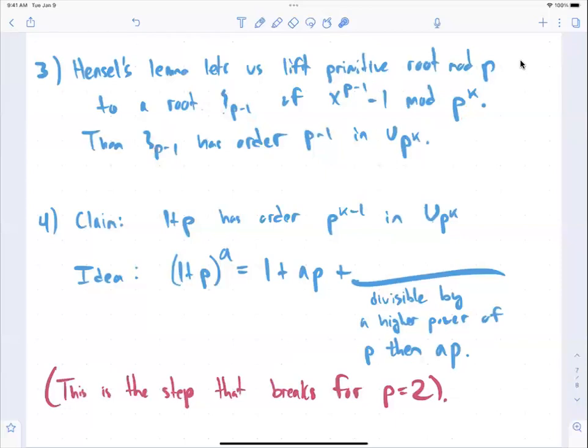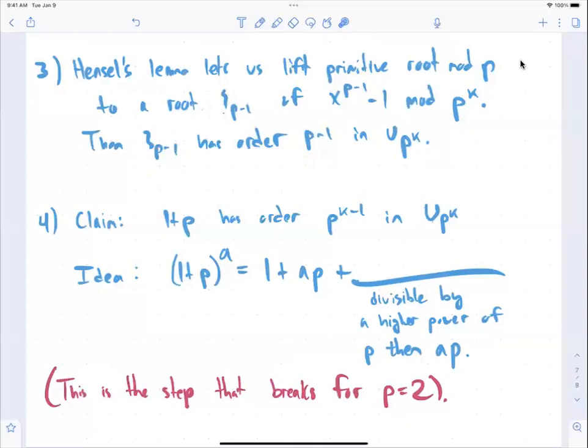But on the other hand, mod p, it has order p minus 1. So you really see that in the group of units mod p to the k, it also has order p minus 1, because it couldn't have a smaller order there, or else mod p it would also have a smaller order. Good. So this gives you your element. Hensel's lemma is what gives you your element of order p minus 1.